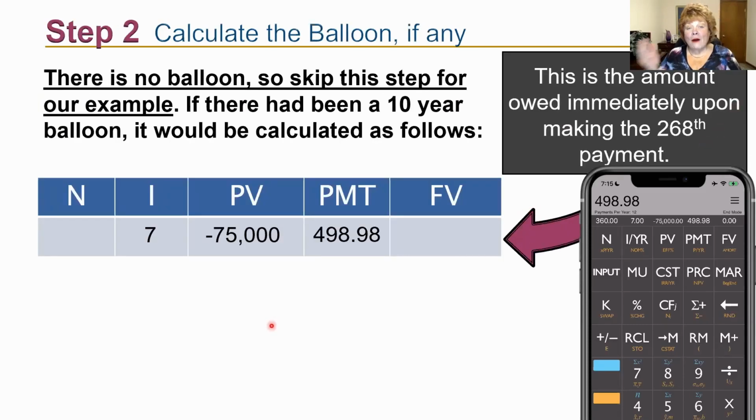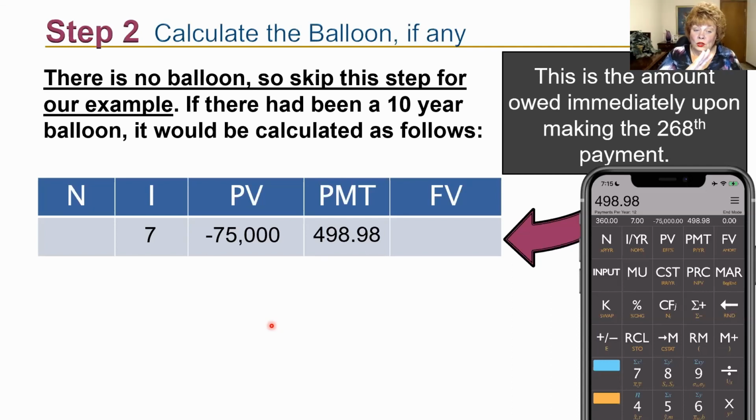Okay, so that was my first step. Now, these are the infallible 4 steps. These 4 things, I do them every time that I calculate a discounted note. So the first thing is I check the payment amount. Now I'm going to calculate the balloon if there is one. Now, there obviously isn't always one.